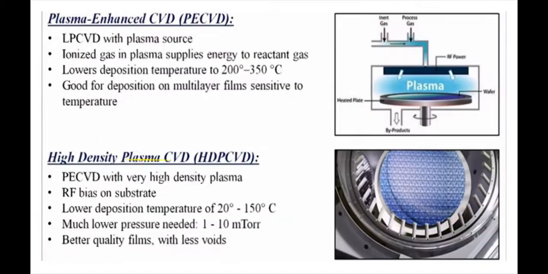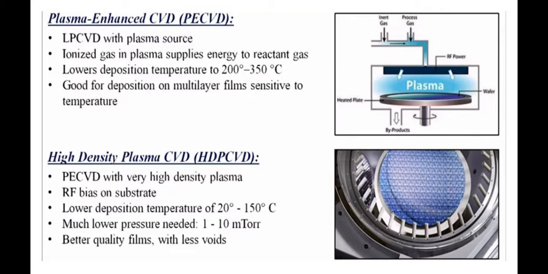Now the next one is called the plasma enhanced CVD process, or PECVD. This is also latest technology, and this equipment is very expensive too. It is LPCVD with a plasma source: ionized gas in a plasma supplies energy to the reacting gases. It lowers the deposition temperature to 200 to 350 degrees centigrade and is good for deposition on multi-layer films sensitive to temperature. So this is all about plasma enhanced CVD.